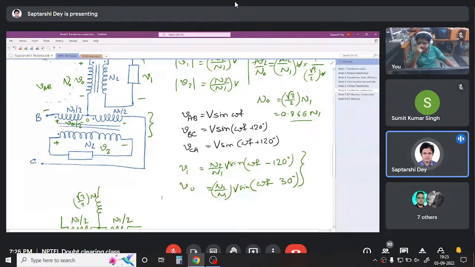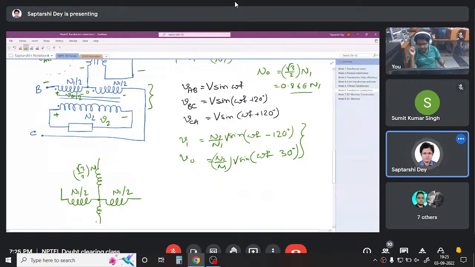So is it clear up to this? Why we need this kind of tapping, not at the middle point but somewhere else? Yes, sir. Yes, sir.